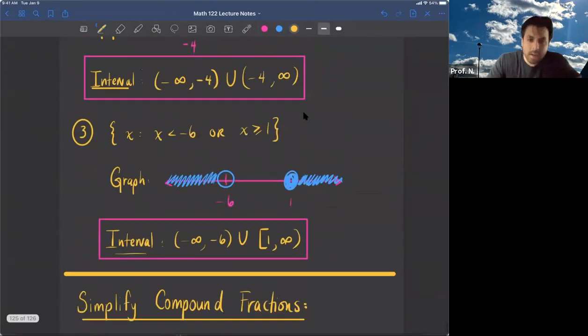Natalia asks, the excluding of negative 6 is because it isn't also equal to, right? Yeah, that's the reason why. If it just has a less than symbol and there's no equal to symbol, then we don't include negative 6, and therefore we have parentheses. But as you can see, this case does have an equal sign underneath the greater than symbol. So we're including 1 as well. And therefore we have the square bracket. All right.